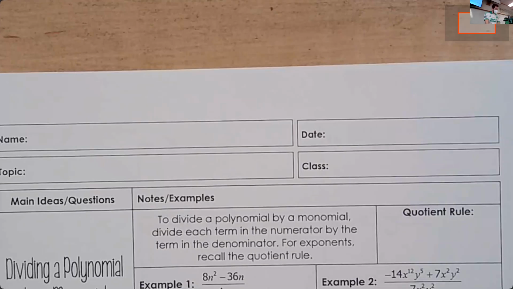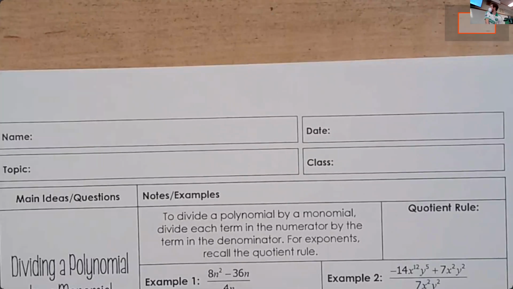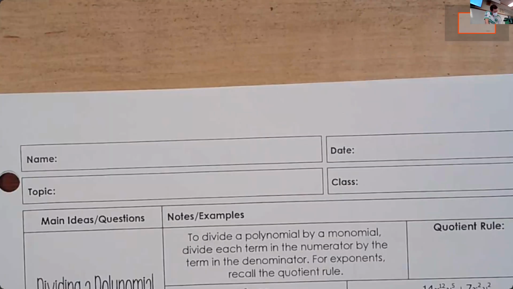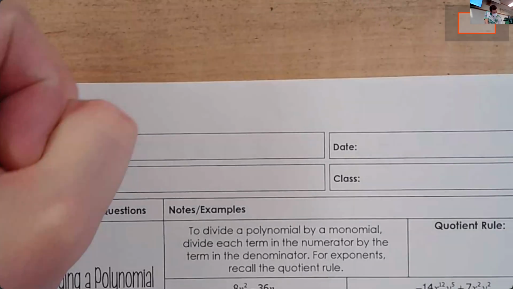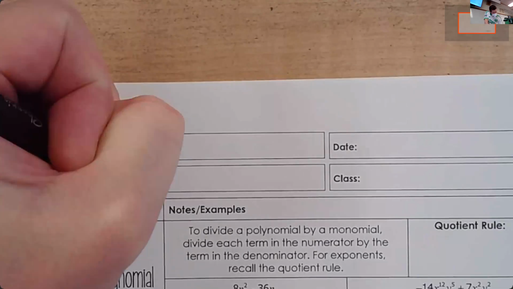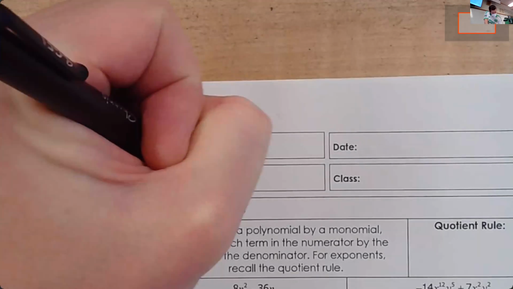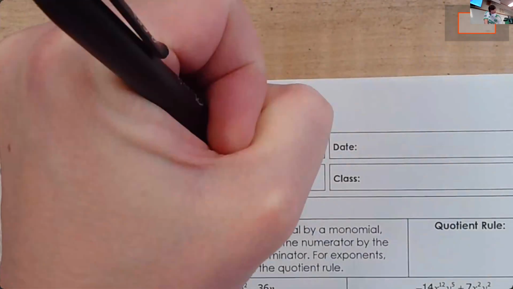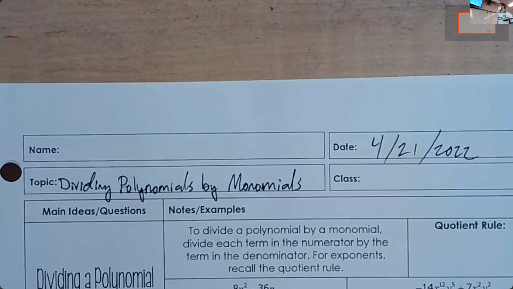Today's topic is dividing polynomials by monomials. Today is the 21st. All right.